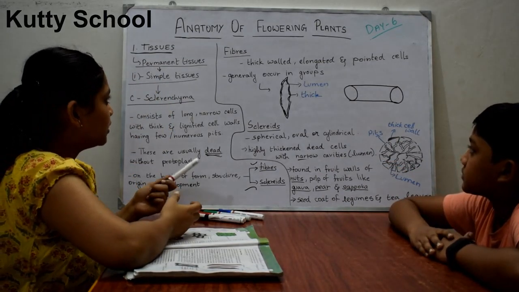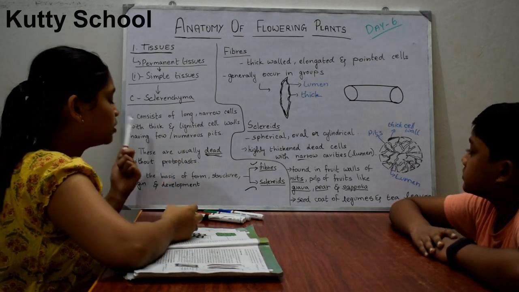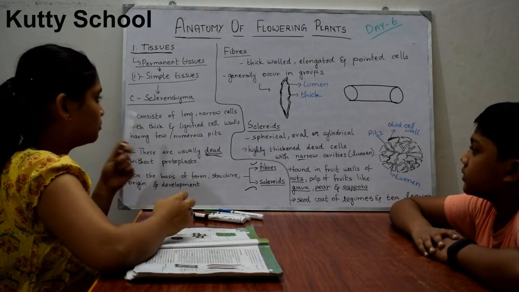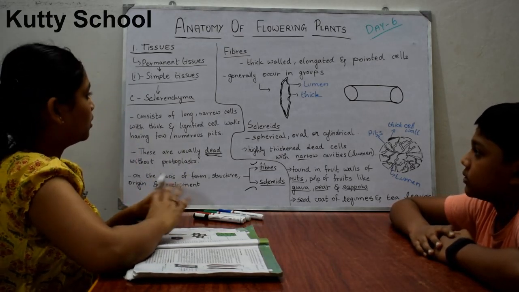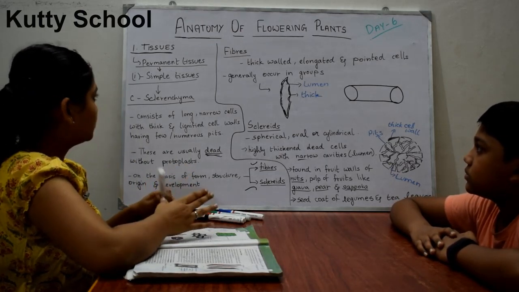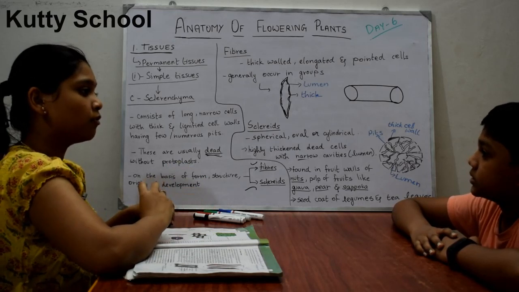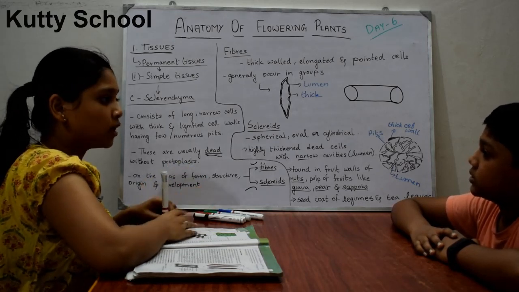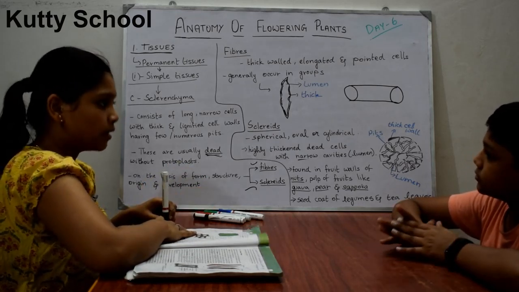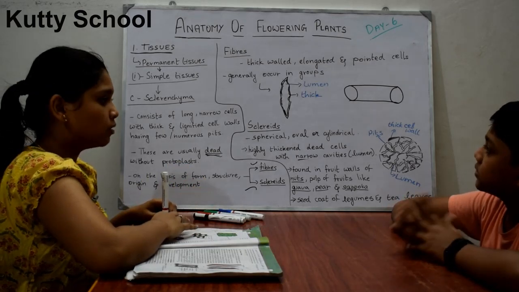So this is about sclereids and fibers, which come under Sclerenchyma, under simple tissues. With this, the simple tissues are over. Next we are going to complex tissues, which are made up of more than one type of cells. So next we will go to complex tissues.